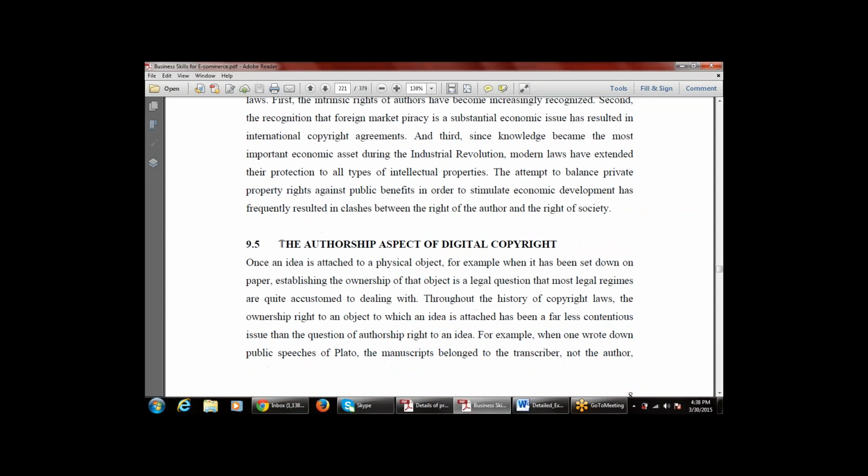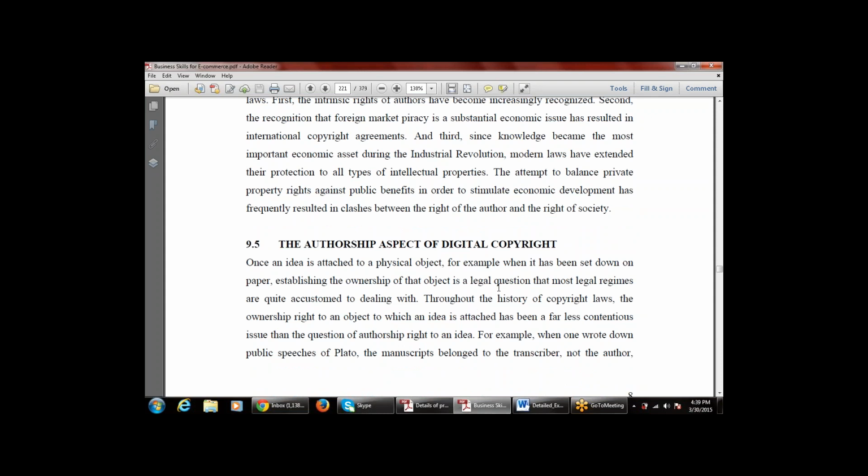Then what is the authorship aspect of digital copyright? Who is the author or who is the owner of the digital copyright? Once an idea is attached to a physical object, for example, when it has been set down on paper, establishing the ownership of that object is a legal question, that is, who is the owner of the object. That is a legal question that most legal regimes are quite accustomed to dealing with.